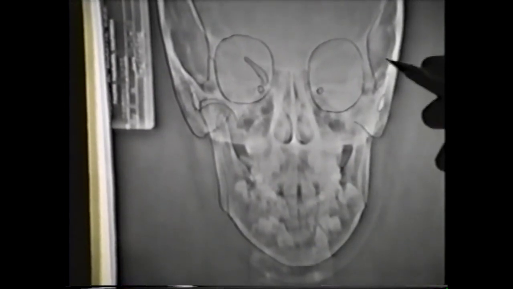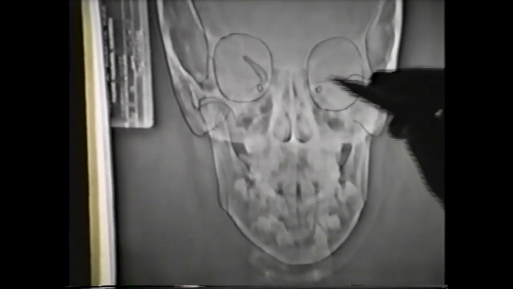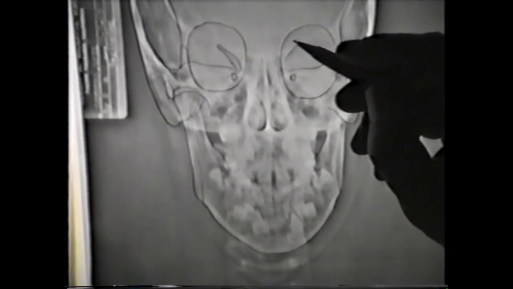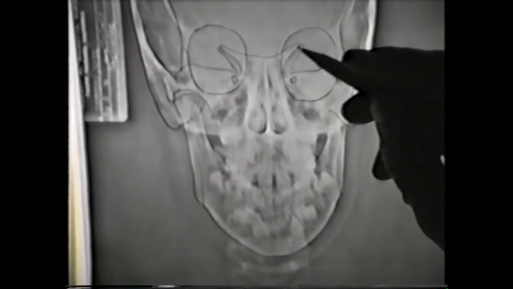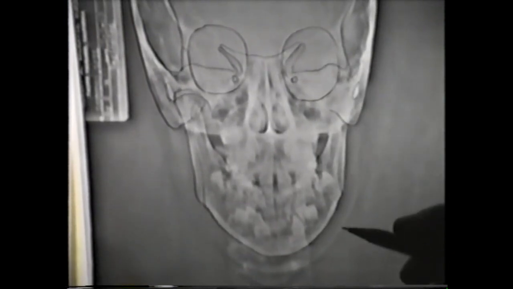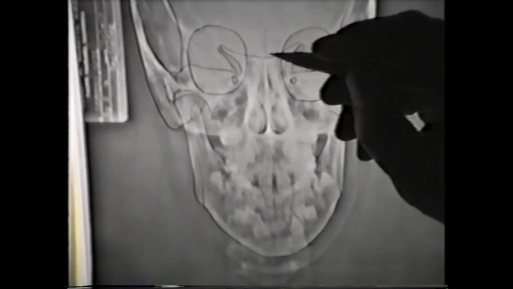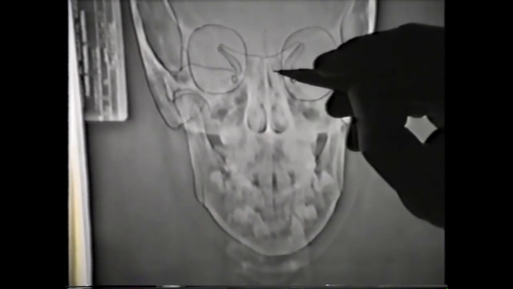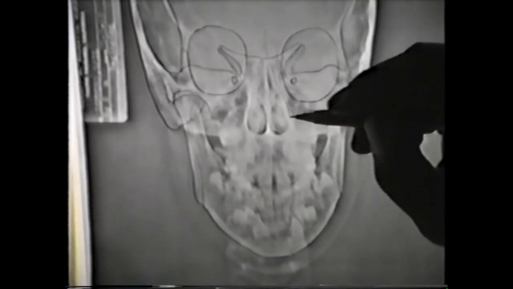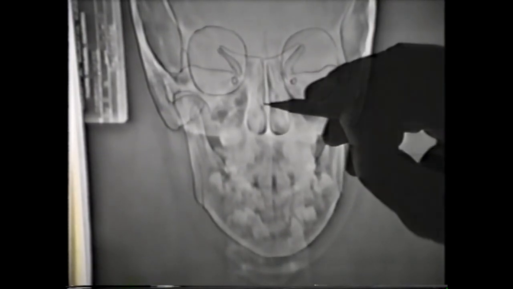There's the orbit. Coming in from the side are the petrous portions of the bone. Right here is the small wing of the sphenoid. You just barely see the crista galli. When we trace the nasal cavity, we try to pick up the widest part of the inside. And this is a nice straight septum.